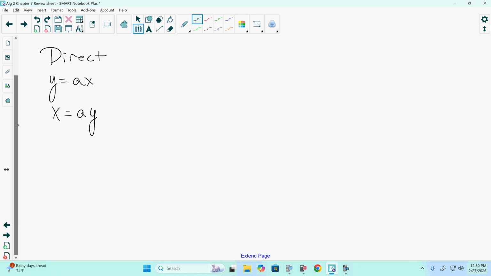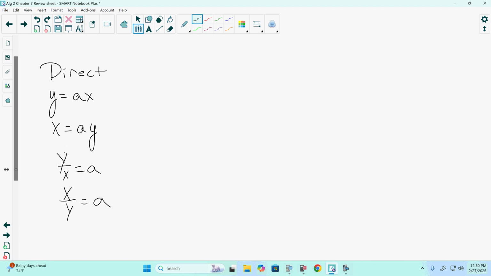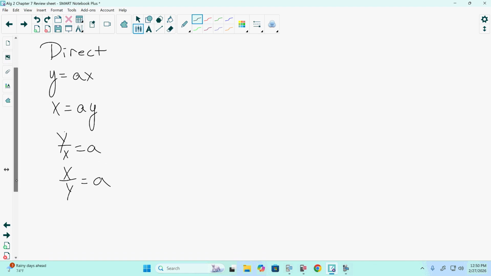We really don't like writing it, but we could have it as 1 over x is equal to a times 1 over y. We normally never see that. We're not going to look at that. But we also have it in the form of y over x equals a, or x over y equals a. These are just the main versions of direct variation. And really getting from one to the other is just manipulating the equation to get it to look like this here.